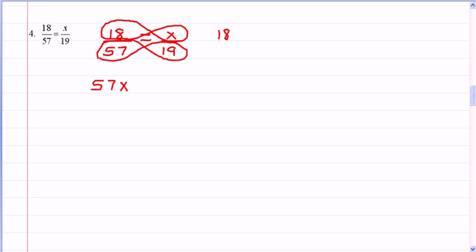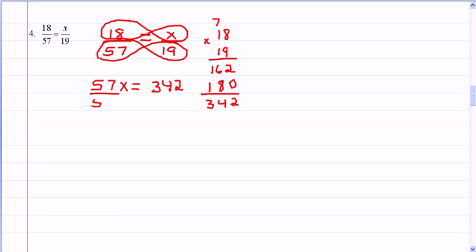and if I multiply 18 times 19, I get 342, and then I place an equal sign in between, so my simpler equation is 57x equals 342. The only problem with this example is that we have much larger numbers than what we've seen earlier.